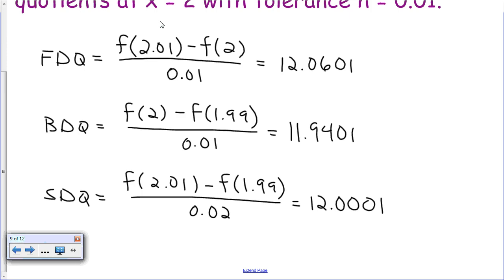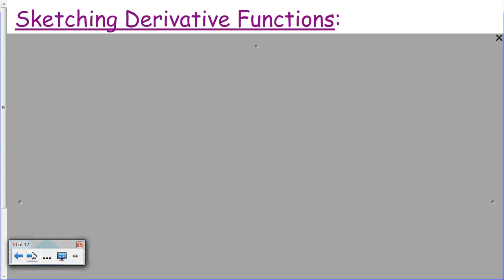Okay, that's the first part of this lecture here. The next part here deals with sketching derivative functions.